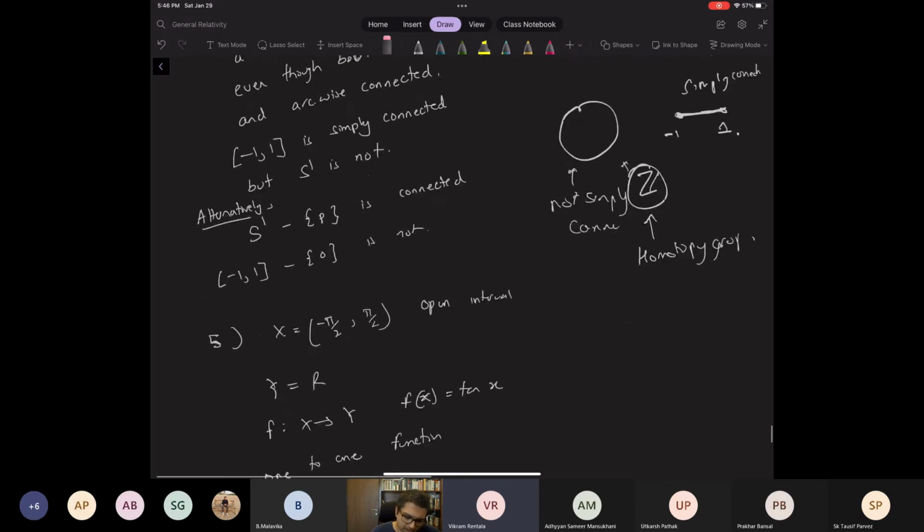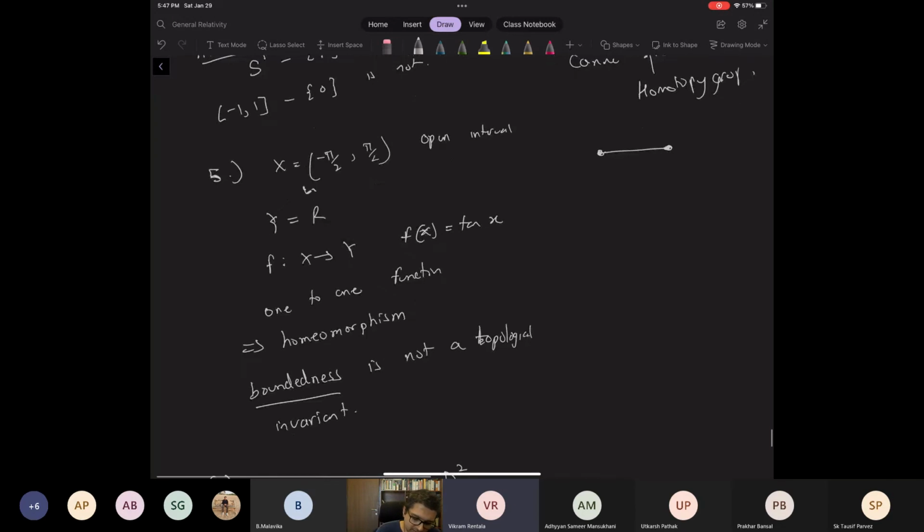Another way to think about it is if I take the circle and I remove 1 point, then it becomes an open interval, and this is connected. But if I take [-1, 1] and I break it by removing 1 point here, then it becomes disconnected. So this is another way to see that these two spaces are not homeomorphic, because if I remove 1 point, this space remains connected, but this space becomes disconnected.